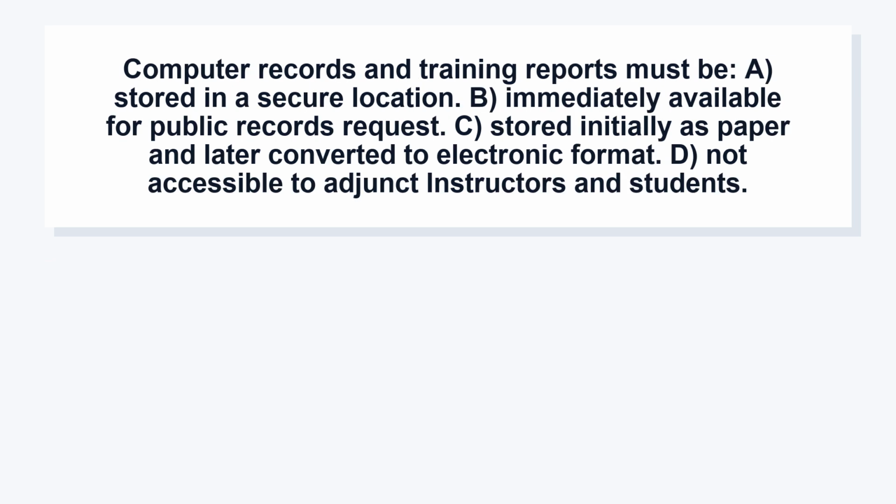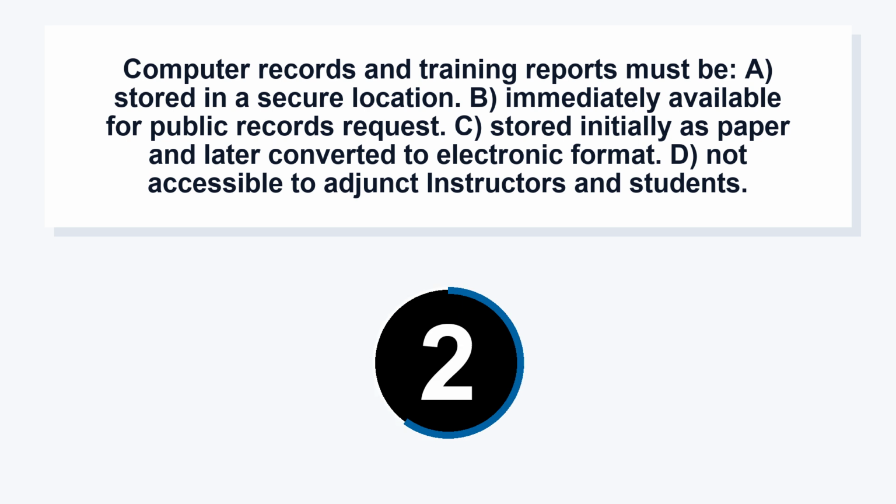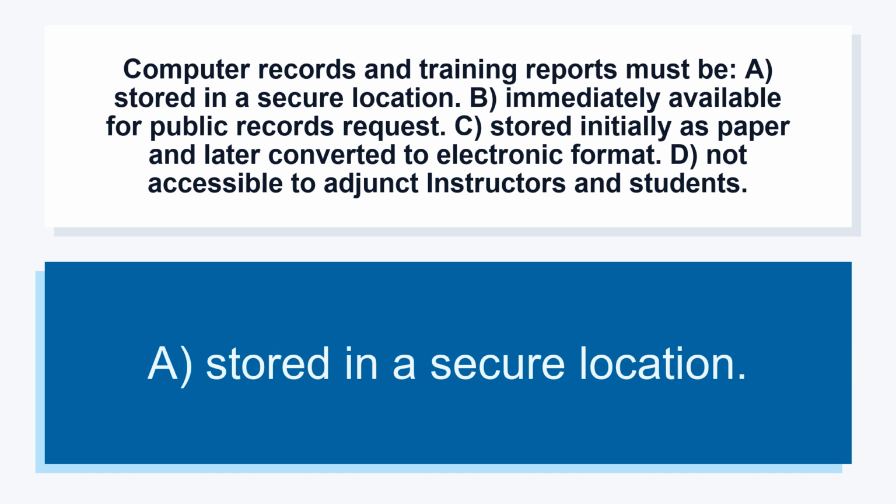Computer records and training reports must be: A. Stored in a secure location. B. Immediately available for public records request. C. Stored initially as paper and later converted to electronic format. D. Not accessible to adjunct instructors and students. A. Stored in a secure location.